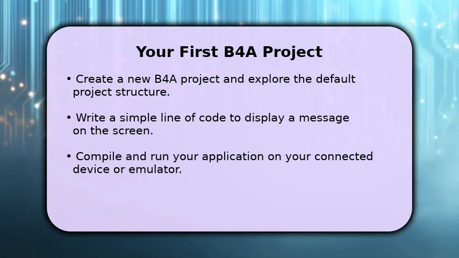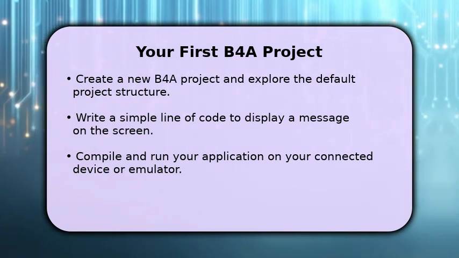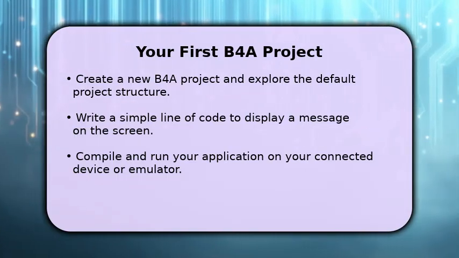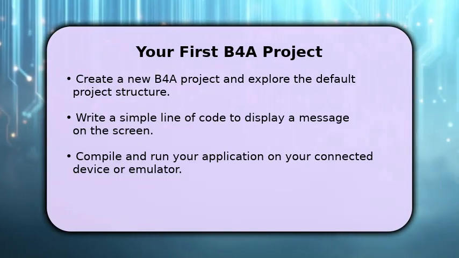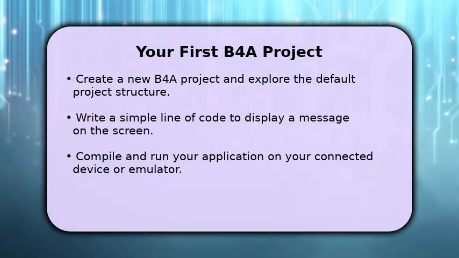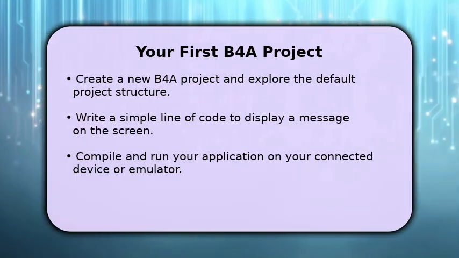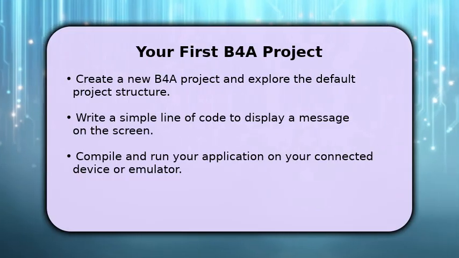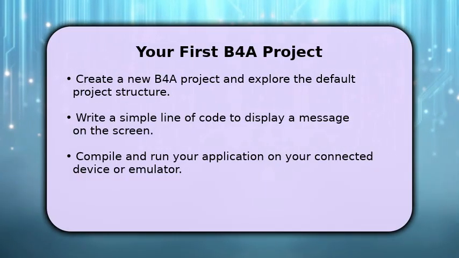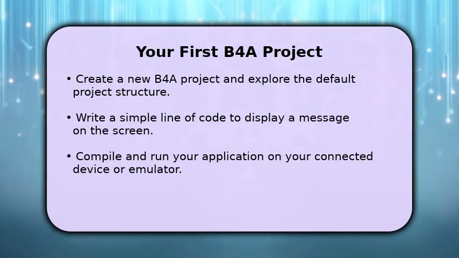Finally, it's time to create and run your very first B4A project. Start by opening B4A and selecting New Project to see the basic file structure. You can then add a simple line of code, perhaps to display a Hello World message to get a feel for the language. Once your code is ready, hit the Run button. B4A will compile your application and deploy it to your connected physical device or the configured Android emulator. Congratulations, you've just built your first app.